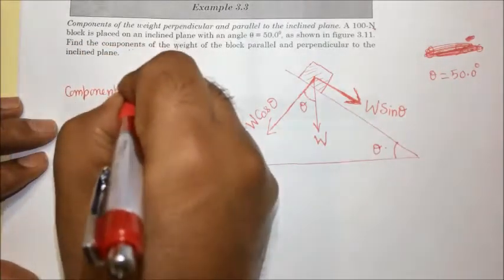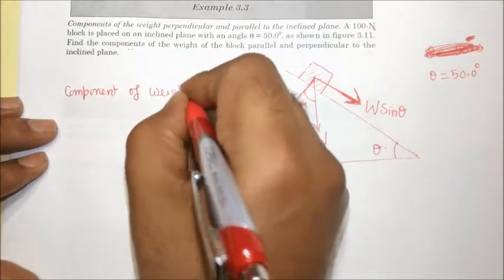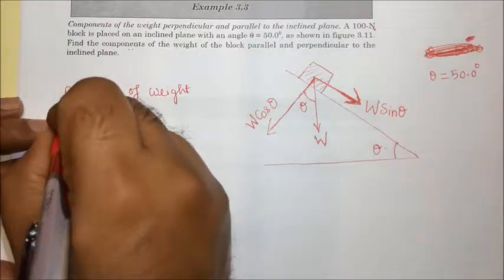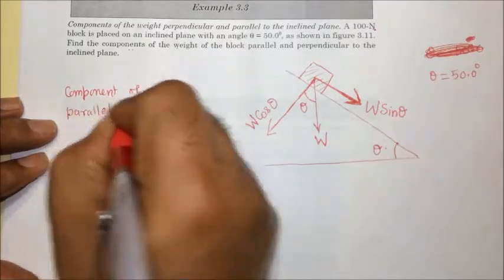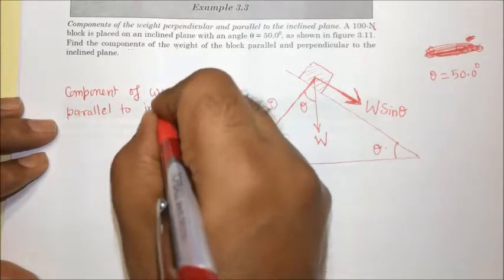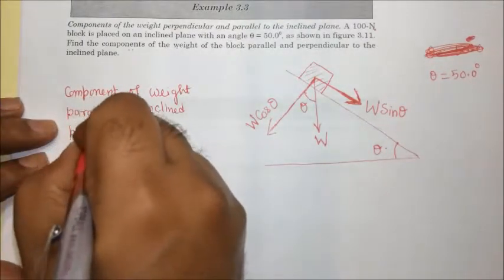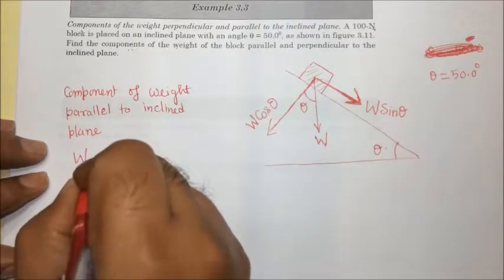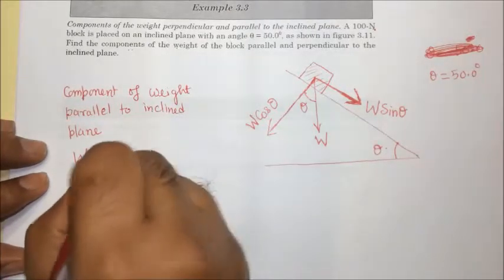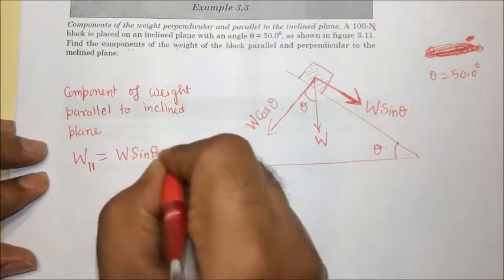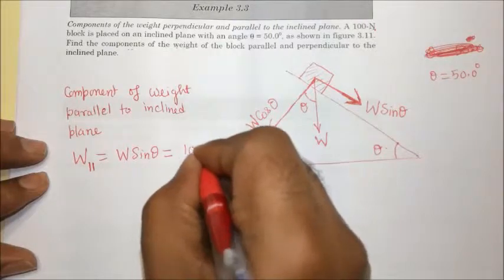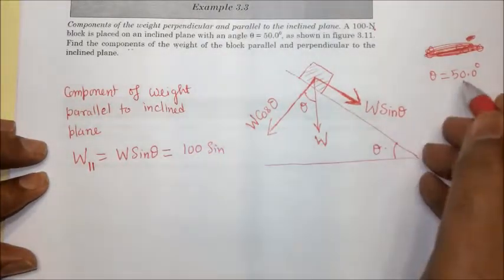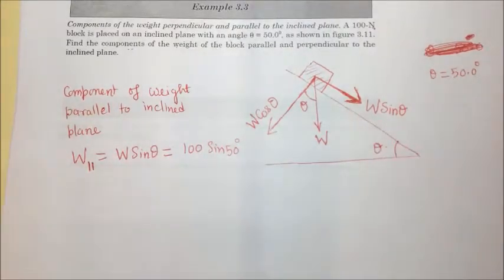Component of weight parallel to inclined plane, W parallel, this is the symbol for parallel, is equal to W sine theta, that is going to be 100 sine theta, theta is 50 degrees, so 100 sine 50 degrees. Let's find out.